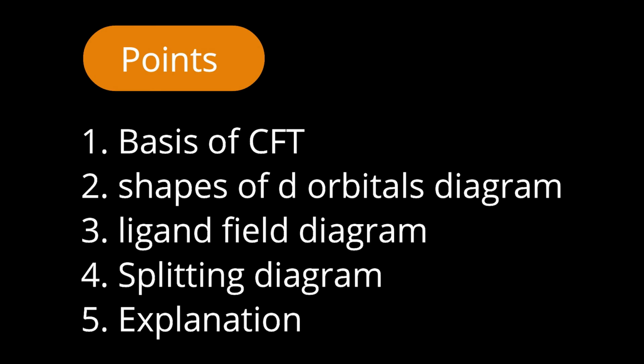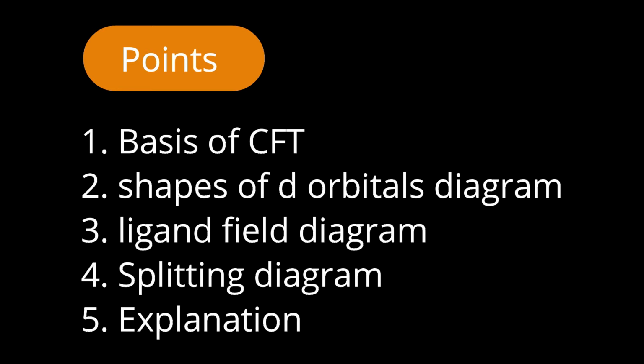You can prepare a description with the help of these 5 points. The first point is the basis of CFT, which involves the metal ion as positively charged and the ligands we consider as negative point charges, and they impart a negative field on the d orbitals, the electrons present in the d orbitals of the metal ion, and a spherically symmetric hypothetical field, and how the energy changes occur.